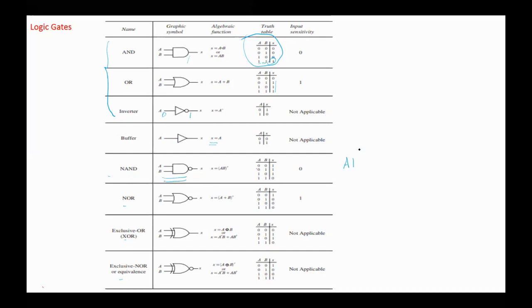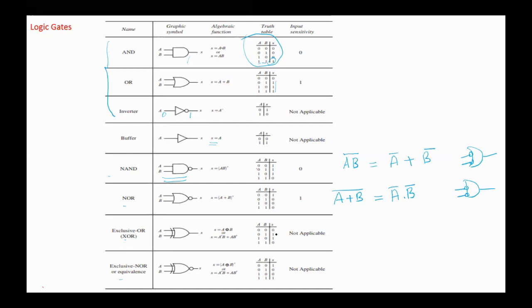Regarding the NAND gate, first the inputs are ANDed, then complemented. And according to De Morgan's law, this equals NOT A OR NOT B. This gate is equivalent to an inverted OR. Regarding NOR, first the variables are ORed, then complemented. And this is the truth table for the NOR operation. This equals NOT A AND NOT B, and this gate is equivalent to an inverted AND.